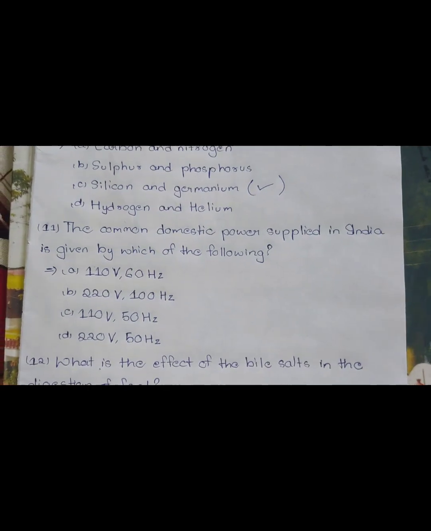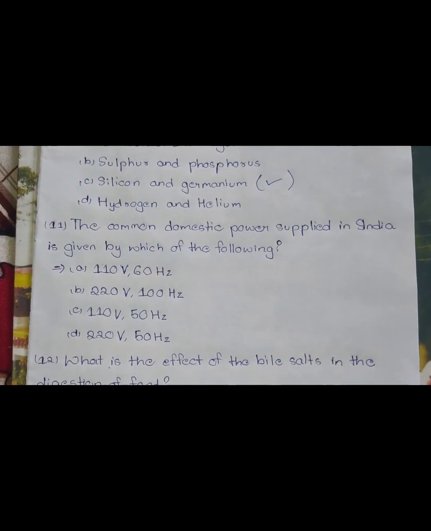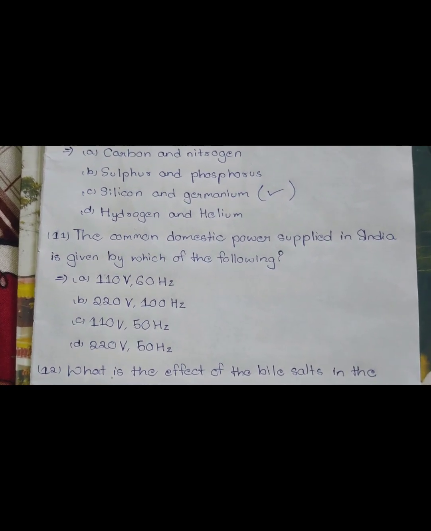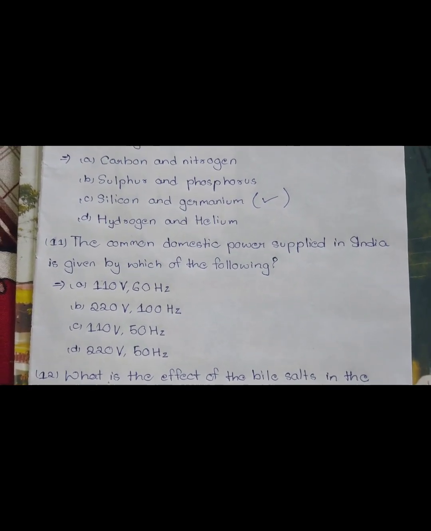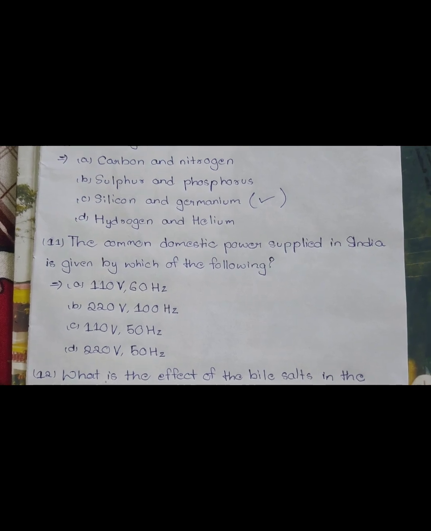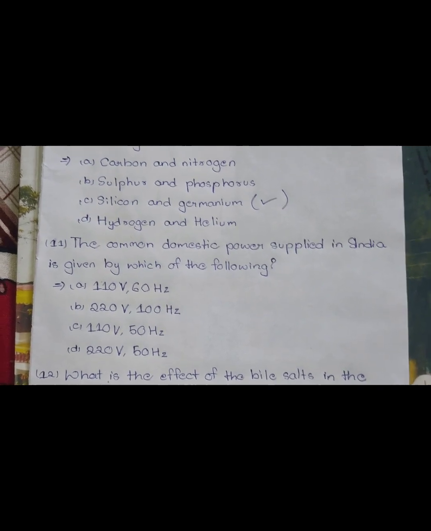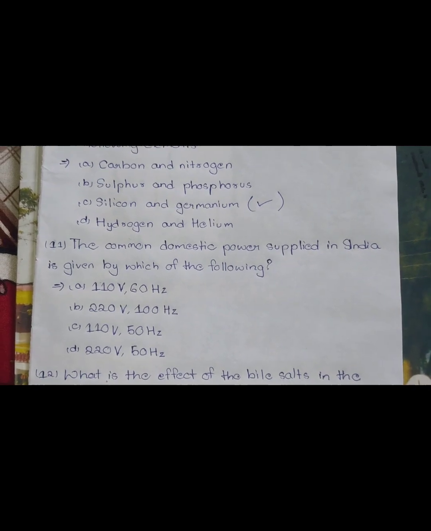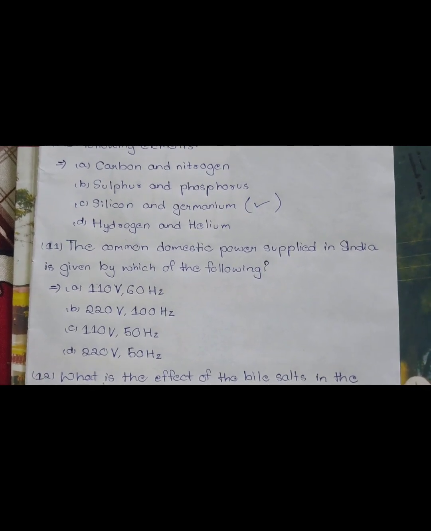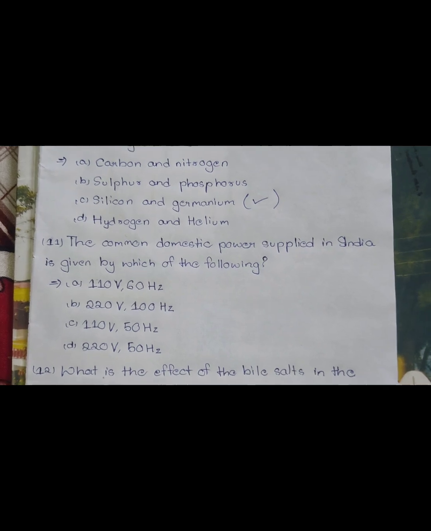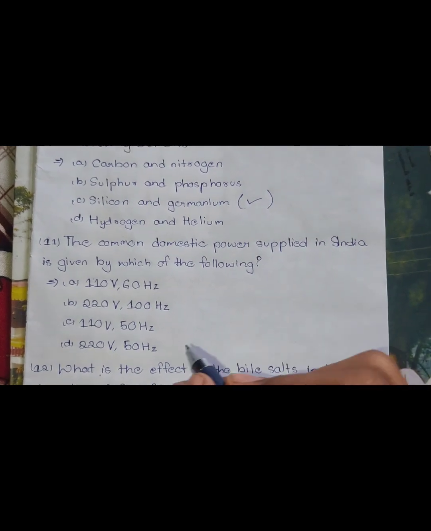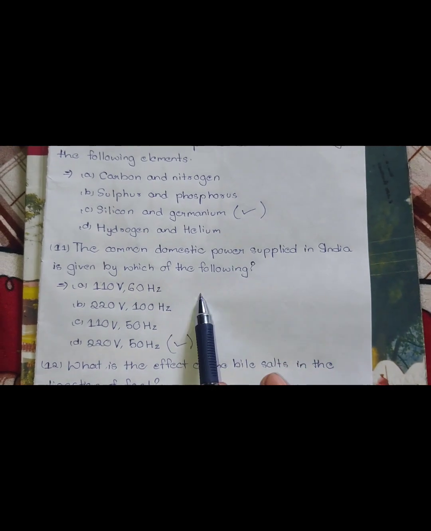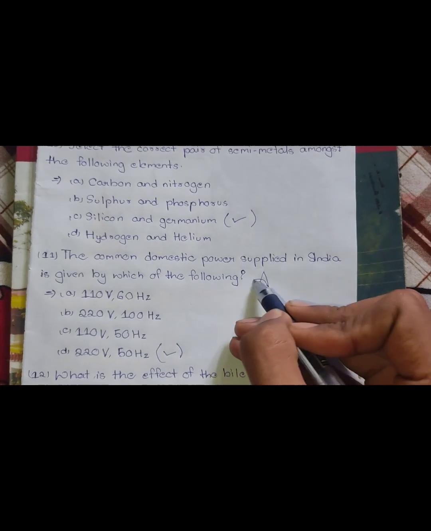Next question, the common domestic power supplied in India is given by which of the following? Option A, 110 volt 60 Hz. Option B, 220 volt 100 Hz. Option C, 110 volt 50 Hz. Option D, 220 volt 50 Hz. So the right answer is option D, 220 volt 50 hertz. This is also one of the important questions, so please note it down.